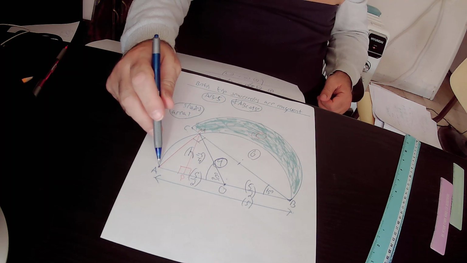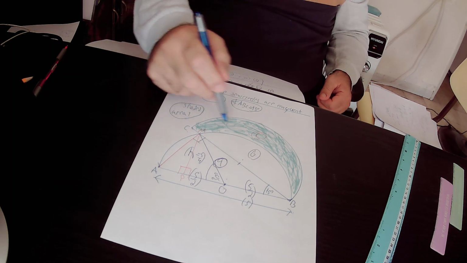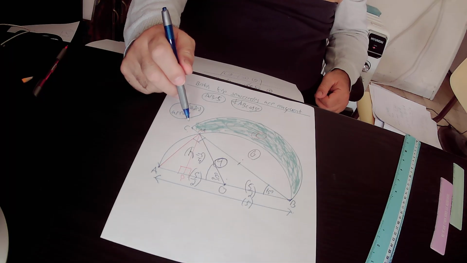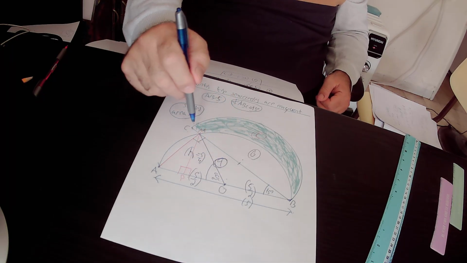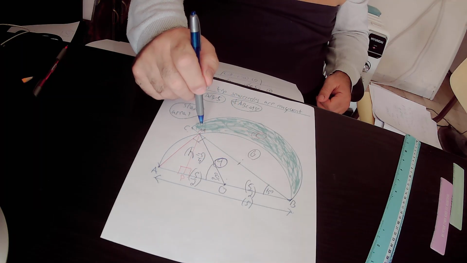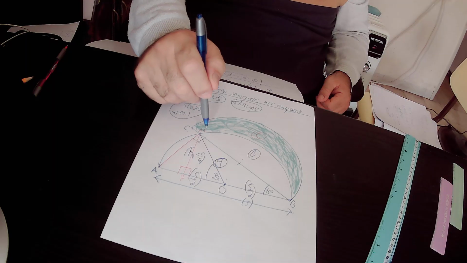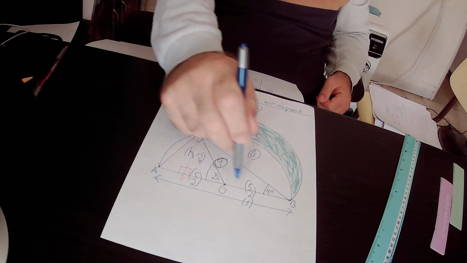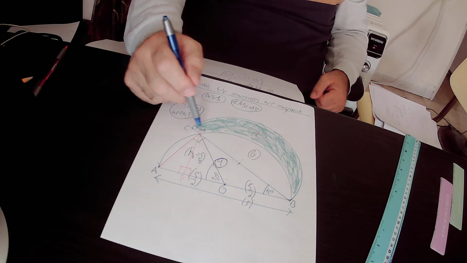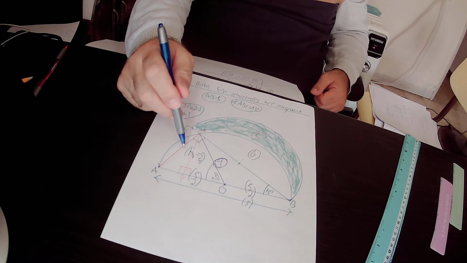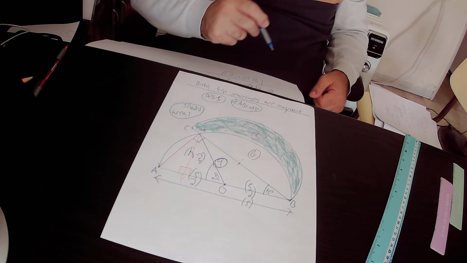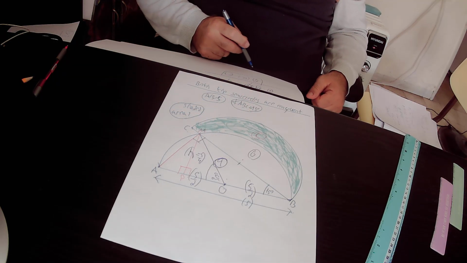This region A and B consists of two shapes. It consists of sector AOM, this is sector AOM, and it also consists of this triangle MOB. Therefore, the area of this shape AMB must be equal to the area of sector AOM plus the area of this triangle MOB.